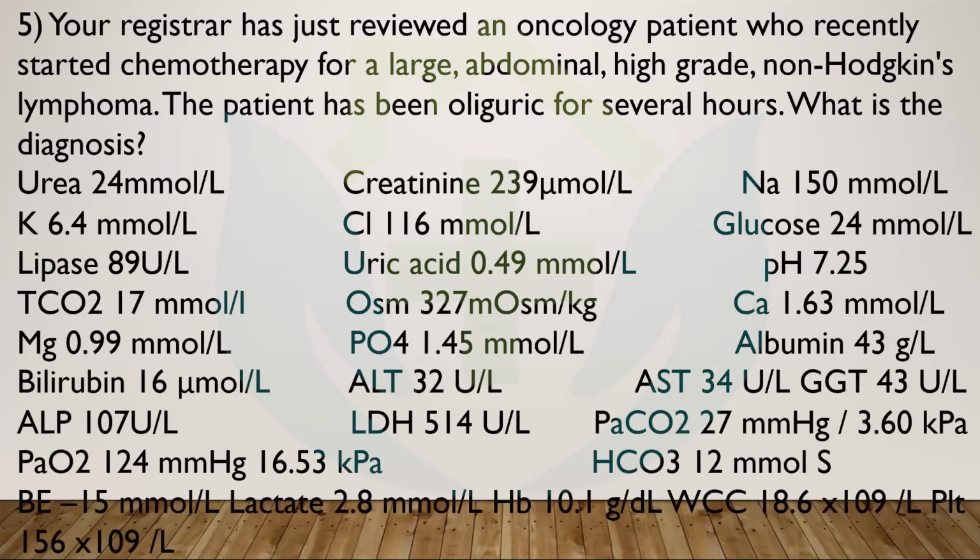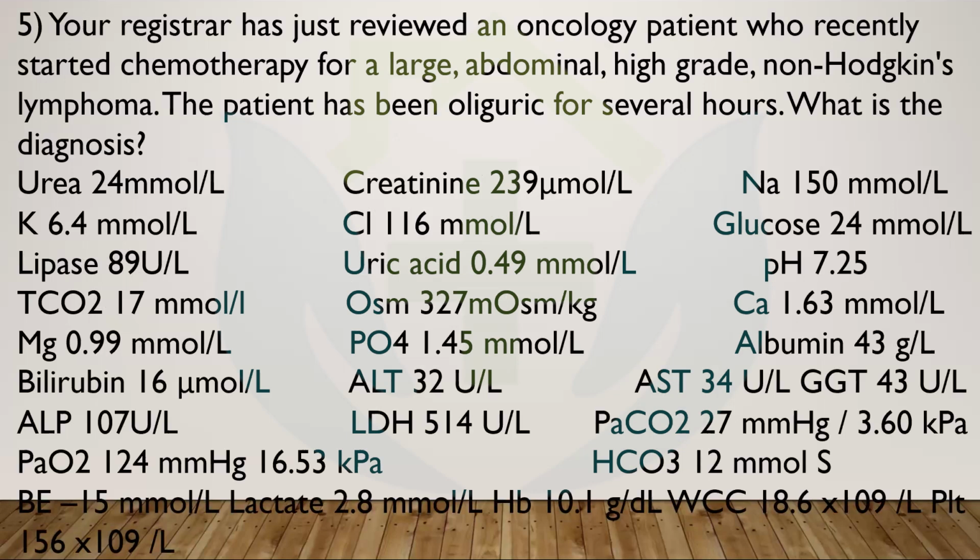So your registrar has just received an oncology patient who is started on chemotherapy. This is a very typical biochemistry question. Just learn this question. You can expect this question. For a large abdominal high-grade non-Hodgkin's lymphoma, the patient has been oliguric for several hours.